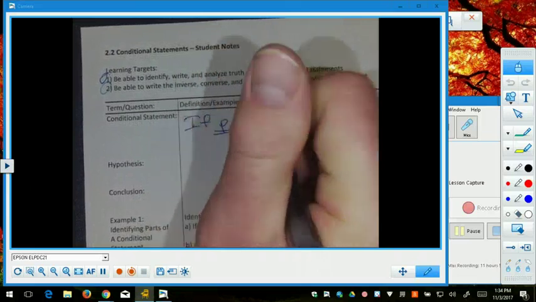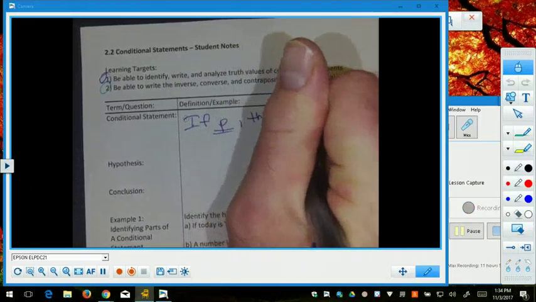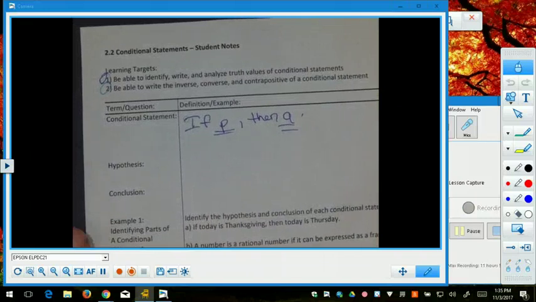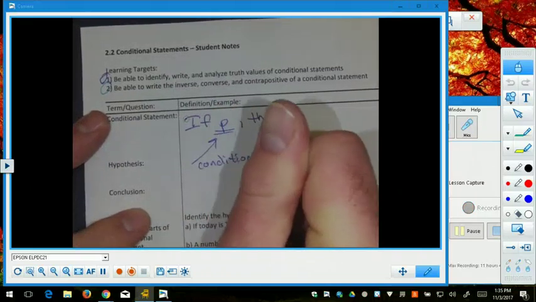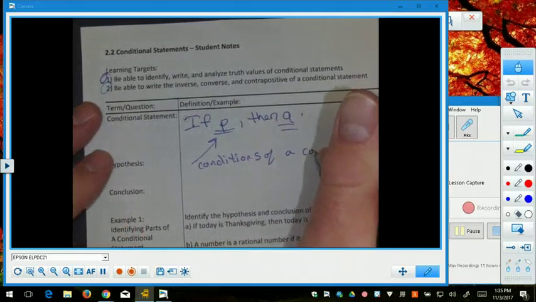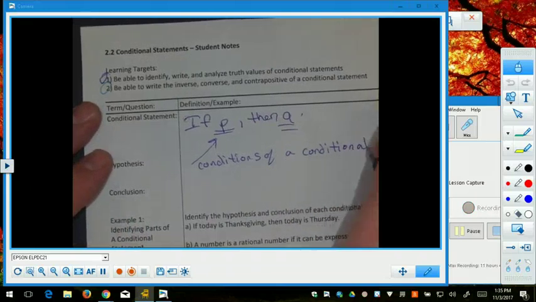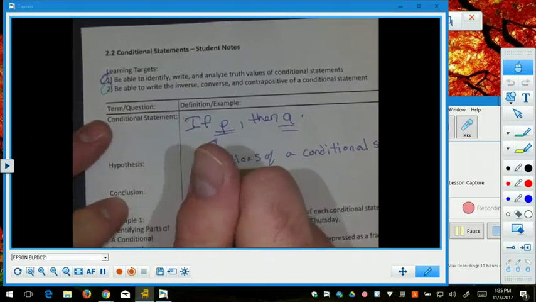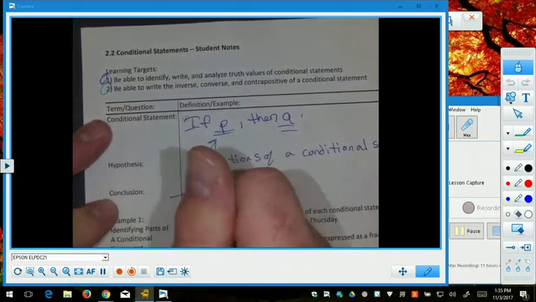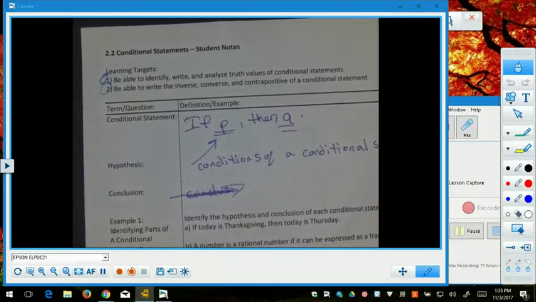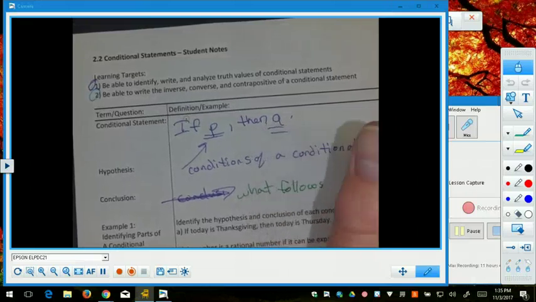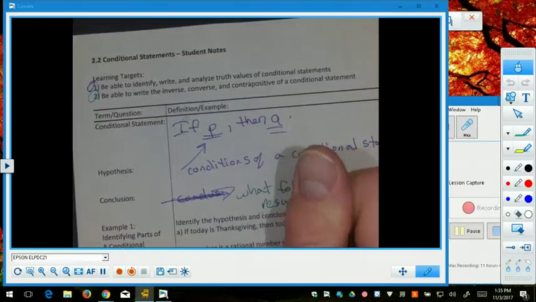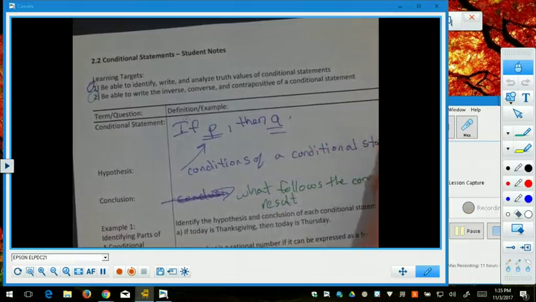If P, if statement P, then Q, where P is the hypothesis, the conditions of a conditional statement, and Q is the conclusion, or the result, what we expect to be the result, or what follows the conditions.